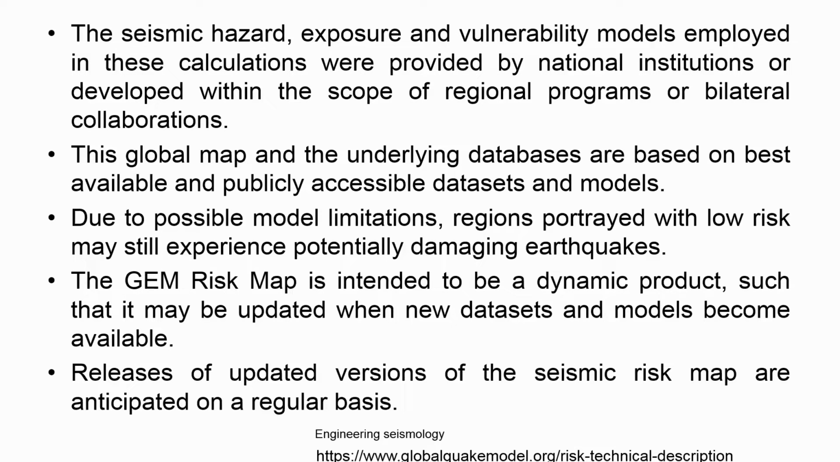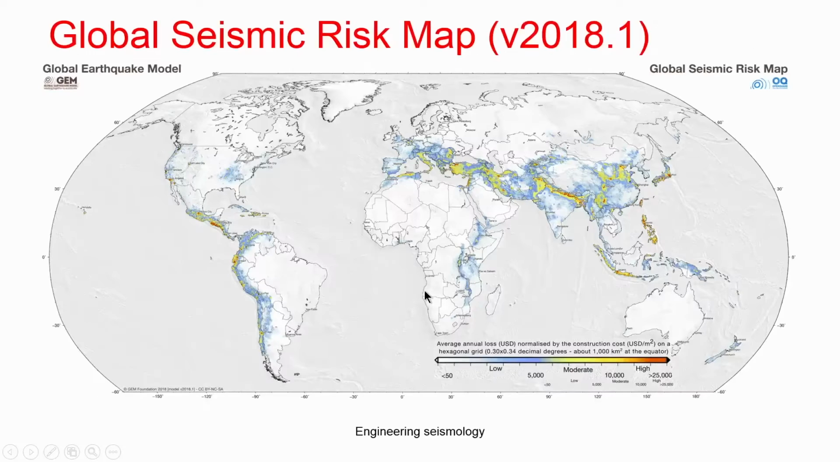Due to possible model limitations, regions portrayed with low risk may still experience a potentially damaging earthquake. This is what we have discussed. There is a chance that even though a place is marked as low risk, there may be high hazard from a damaging earthquake because of the lack of models and data at that particular place. So the GEM risk map is intended to be a dynamic product that may be updated when new datasets and models become available. Releases of updated versions of the seismic risk map are anticipated on a regular basis.